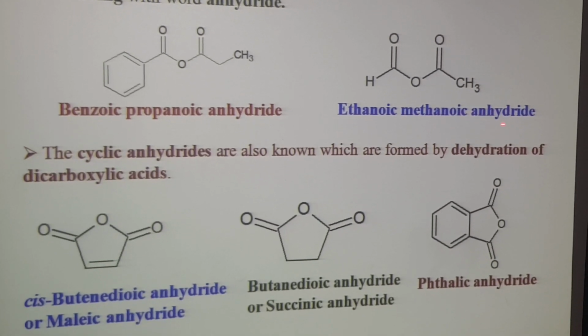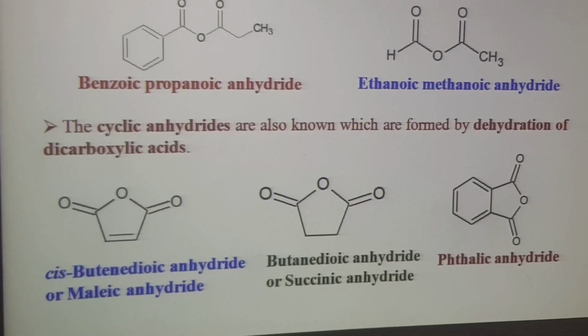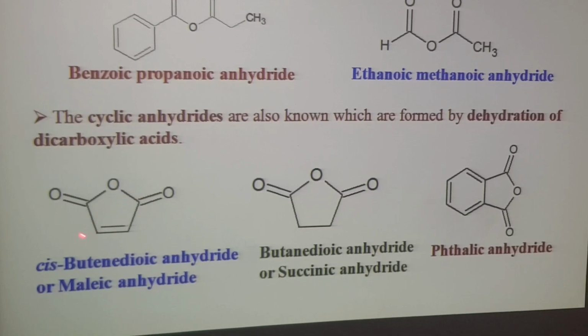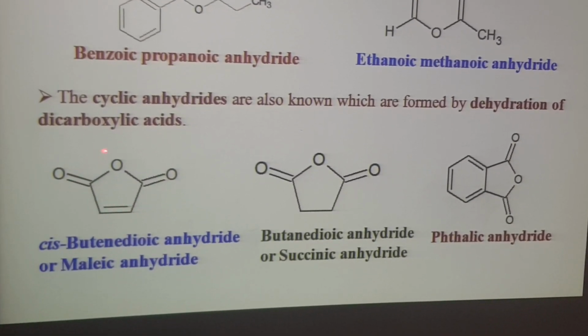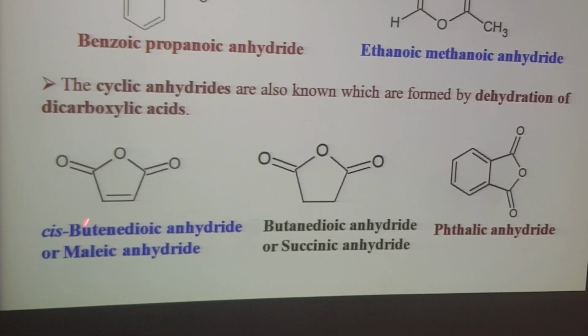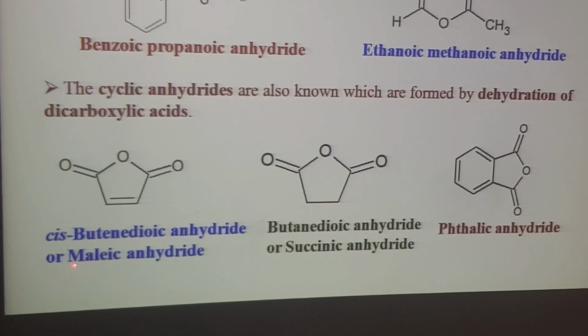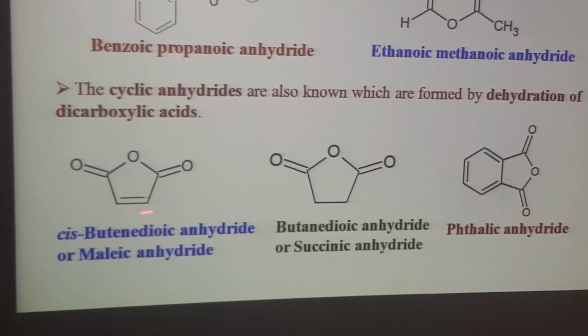It follows the alphabetical order. The cyclic anhydrides are also known, which are formed by dehydration of dicarboxylic acid. So this anhydride is formed by dehydration of maleic acid. Okay? So it will be cis-butene dioic anhydride, known as maleic anhydride.